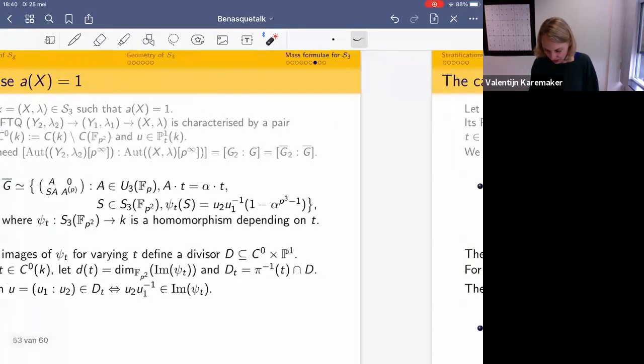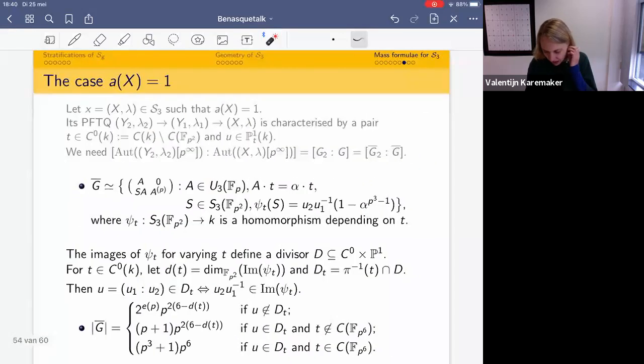Okay, I know this is a bit technical to parse, but this allows us to compute the cardinality of G bar. Because what do we need to compute? We need to see how many of these unitary matrices there are, such that this thing is in the image, and we can count those, then we multiply by the size of the kernel. So we really study this term d_t, that is actually a separate chapter in the paper, because it depends on the degree of t over F_p squared. It's always something between 3 and 6, and we have a pretty good handle on when it's what.